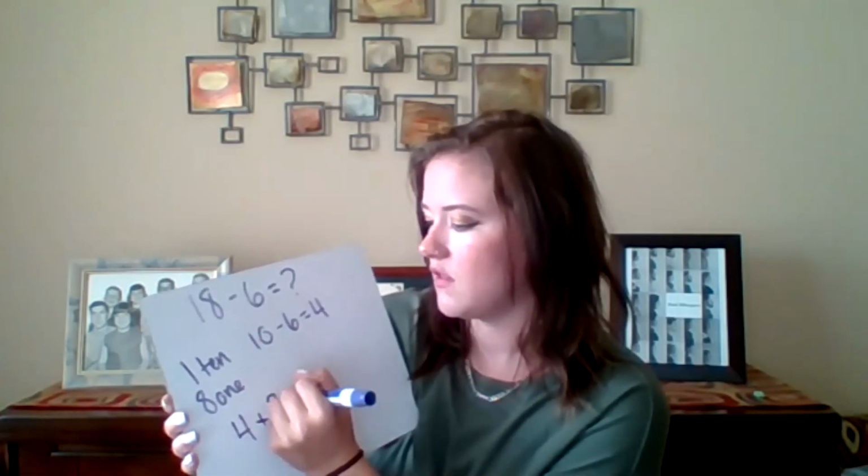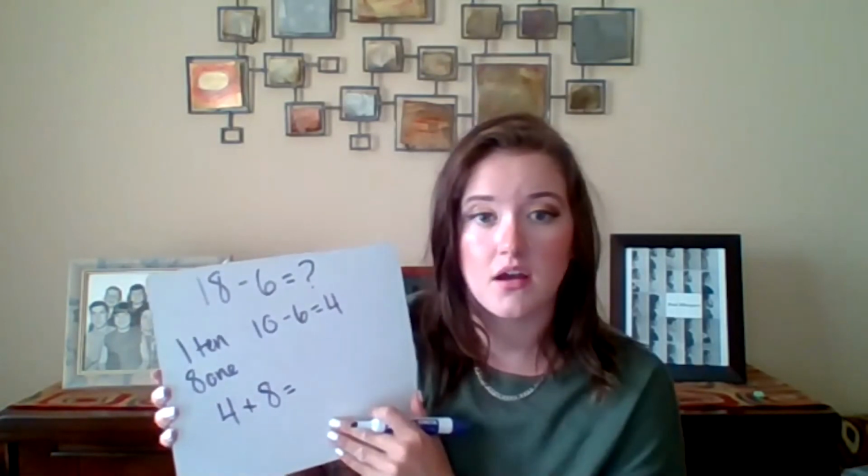So what are we going to do with this 4? We're going to add it to 8. Whoa, this looks really big though. How are we going to solve this? We could use one of our strategies. We can make a friendly 10. We can count on. What should we do?